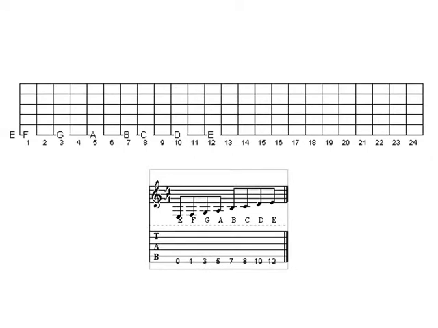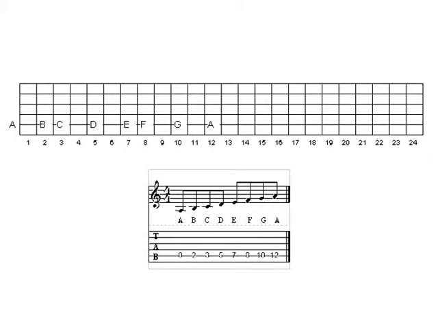Okay, so let's take a look at the notes once again on the low E string up to the 12th fret. Once you've got that memorized, let's take a look at the notes on the A string. Now you see that it follows the exact same order, no sharp or flat between B and C and E and F. The only difference is that this time you're starting on A instead of on E.